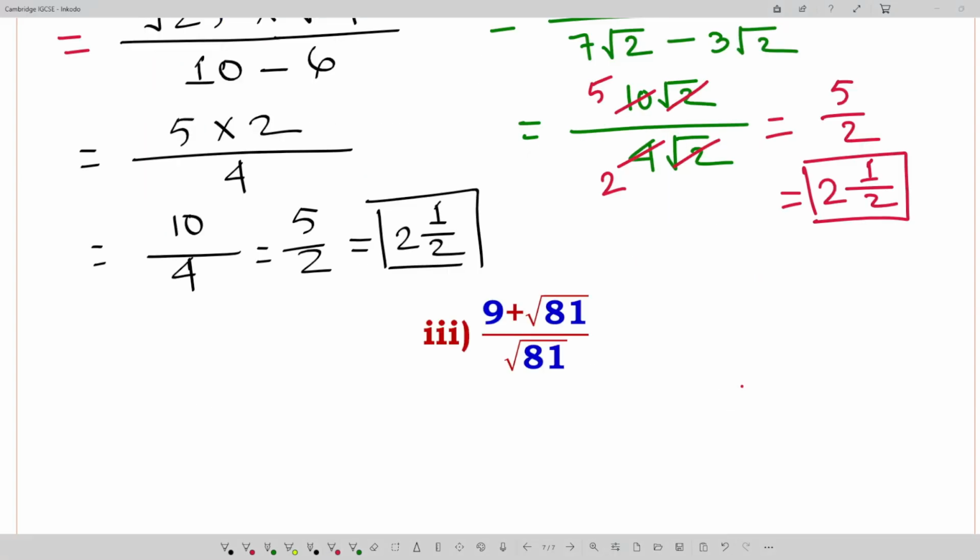Very simple. Number 3 is very simple comparatively to the last two maths. First, 9 plus root 81 divided by root 81. So root 81, 81 is a perfect square, so we can write 9 and here is the same 9. 9 plus 9 is 18, divided by 9. So 18 and 9, once we divide by 9, here is 2. So our answer is 2.